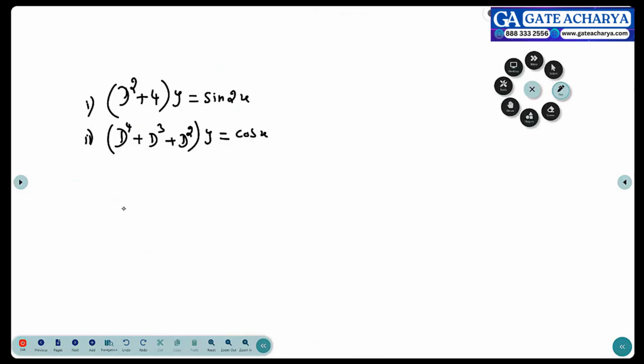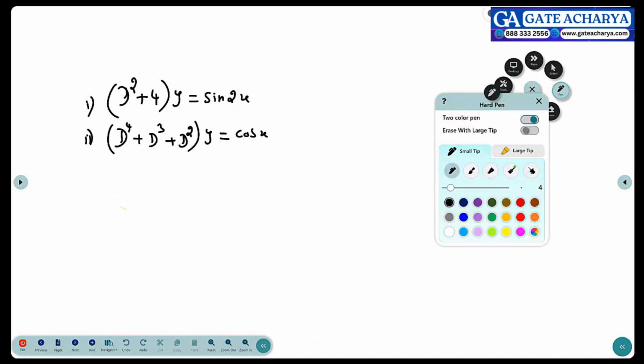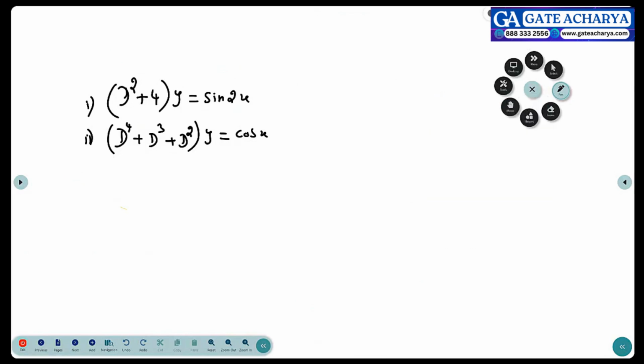So here d power 4 plus 4y is equal to sine 2x, and the second case is one. Find the particular integral. So solution for first one. First auxiliary equation. Auxiliary equation is m square plus 4 is equal to 0. Sorry, particular integral. No, not necessary to find the auxiliary case.